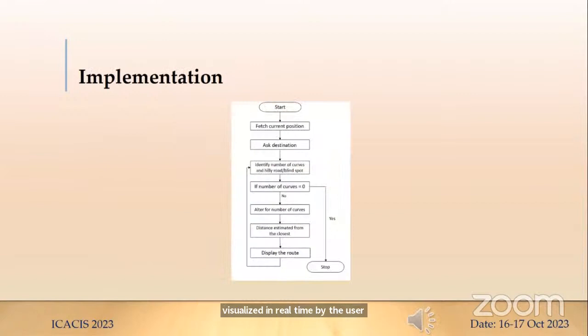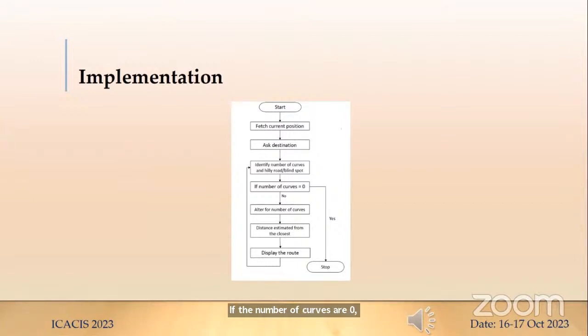This is the flow chart of the proposed methodology. We start and we fetch the current position of each individual vehicle, and each vehicle is asked what its destination is. Then we identify the number of curves and hilly roads, then the blind spots. If the number of curves is 0, then the system will stop working.